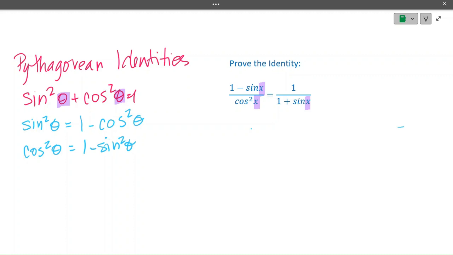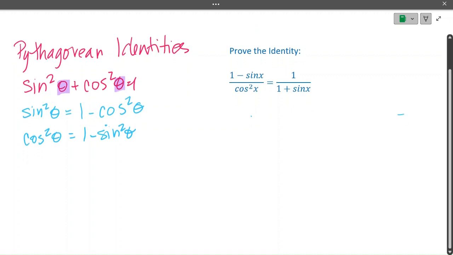In this example, I have 1 minus sine of x divided by cosine squared of x equals 1 divided by 1 plus sine of x. So here's what we're not doing. We are not trying to solve for x here. When it says prove the identity, it's basically saying make one of the sides of the equation look like the other, show that they are equal. So we do this by working one side of the equation.